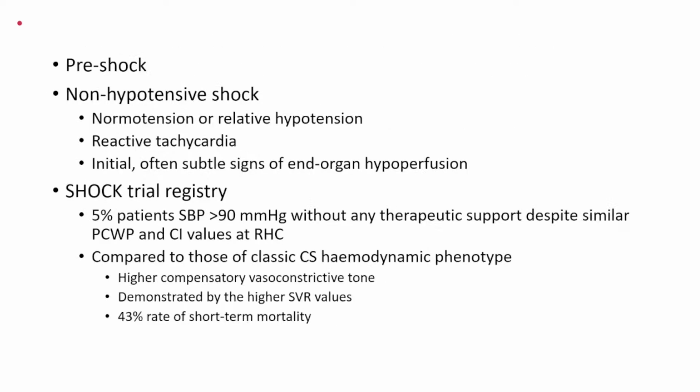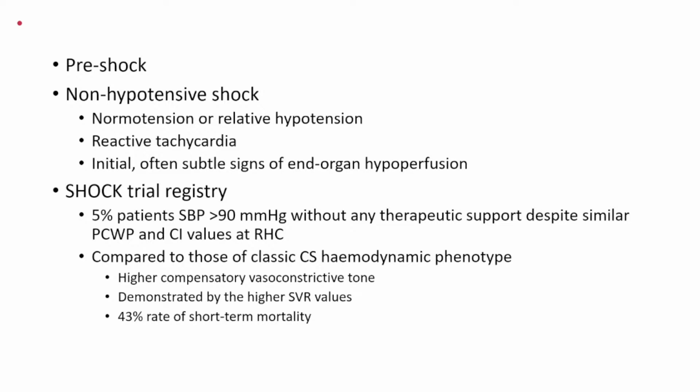Then interestingly, there is an emphasis on trying to diagnose a pre-shock or non-hypotensive shock state. In these conditions, patients are normotensive or have very small hypotension. They have a reactive tachycardia and some initial or very subtle signs of end organ hypoperfusion. And the SHOCK trial registry has shown that 5% of patients with systolic blood pressure above 90 and not on any therapeutic support, if we do a right heart catheterization, will show similar PCWP and cardiac index as the cardiogenic shock patients.